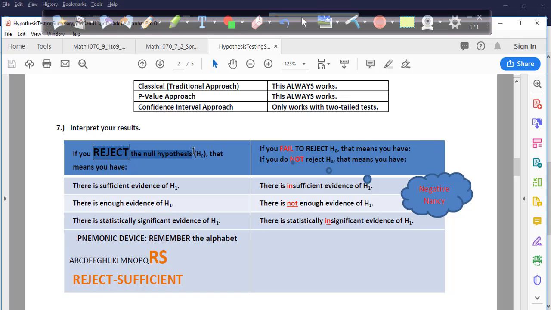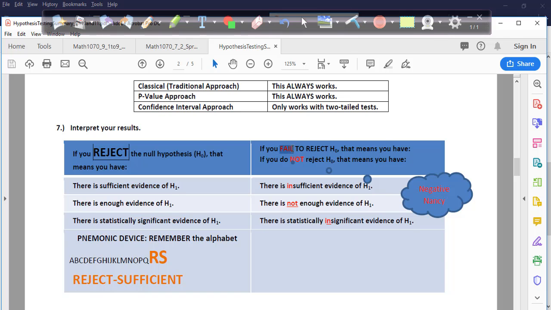Then, if you reject the null hypothesis, you reject the status quo, you tell that other person they're wrong, you have to explain why. It's because you have sufficient evidence of the alternative hypothesis. You have enough proof of what you believed happened. How do you remember this? Your mnemonic device, your alphabet: you have R and then you have S. If you reject the null hypothesis, it's because you have sufficient evidence of the alternative. It's always twofold. Reject the null because you have enough evidence of the alternative, or you don't reject the null because you don't have enough evidence of the alternative.